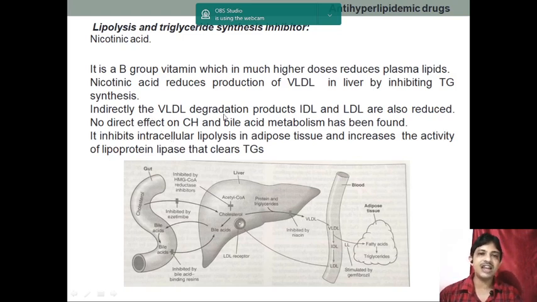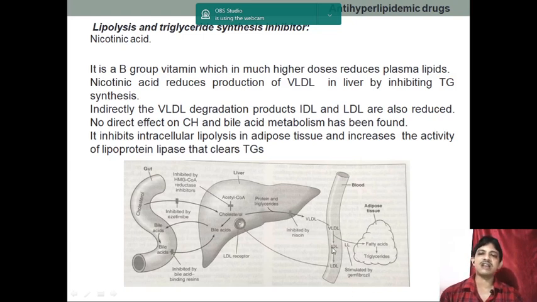Indirectly, the VLDL degradation products are affected. VLDL forms the IDL and LDL, so if the VLDL production is reduced, IDL and LDL will also be reduced. There is no direct effect on the cholesterol and the bile acid metabolism. In the adipose tissue, they inhibit the intracellular lipolysis and increase the activity of the lipoprotein lipase that clears the triglyceride.